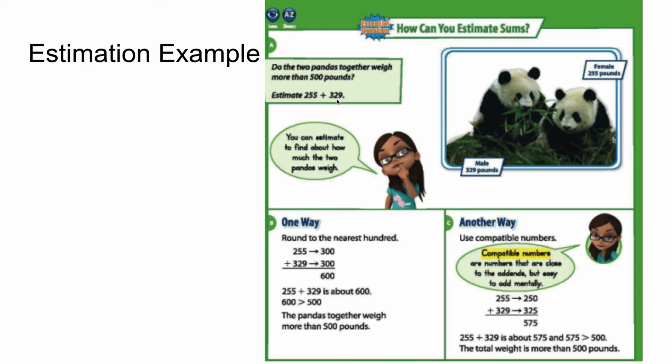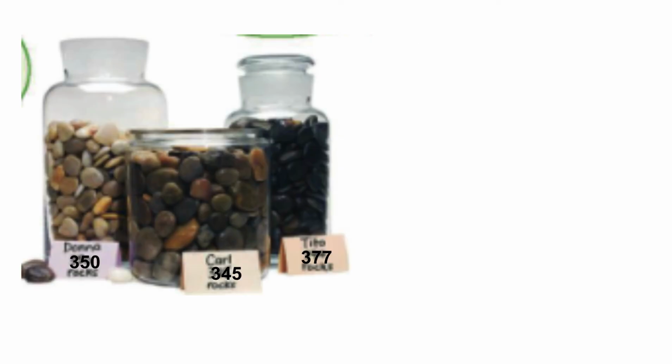So it is more than 500 pounds, right? Either way, whether you are rounding to the nearest hundreds or tens, it's gonna be similar. Oh, this one is a different method. Comparable numbers. So 255 is close to 250. That's close to 325. So you are making this number higher and this number lower by about the same number, then it's gonna be very close, right? And that is of course greater than 500. So yes, together they weigh more than 500 pounds.